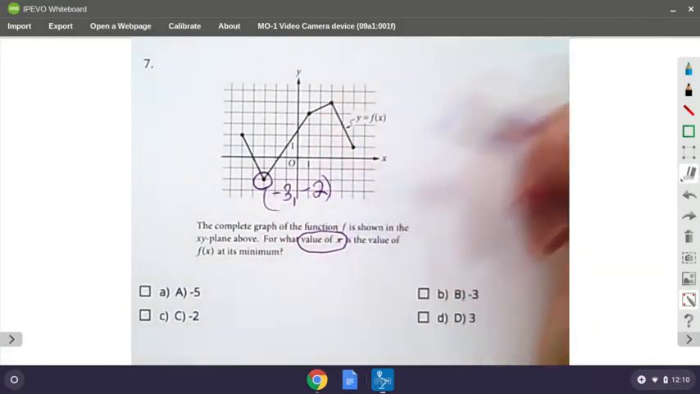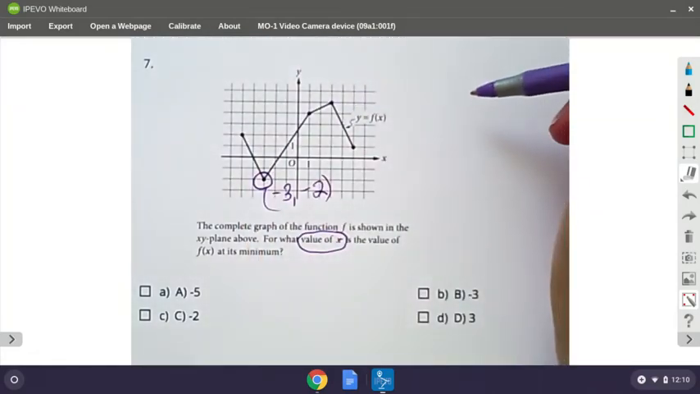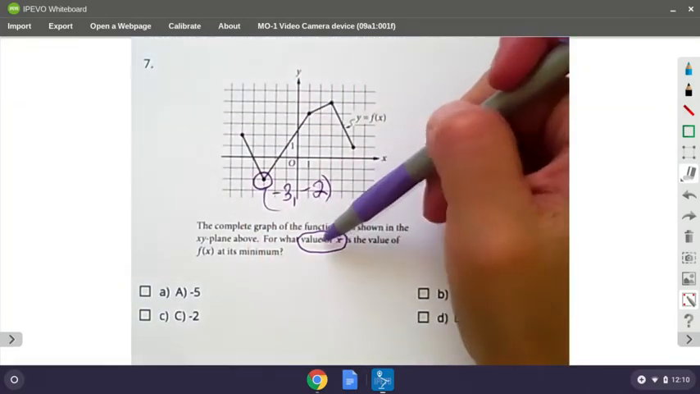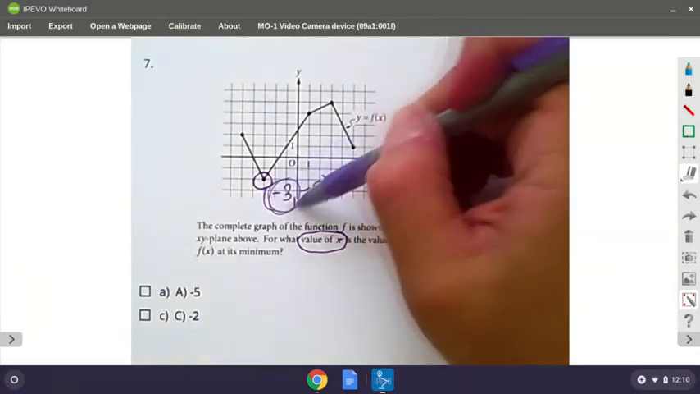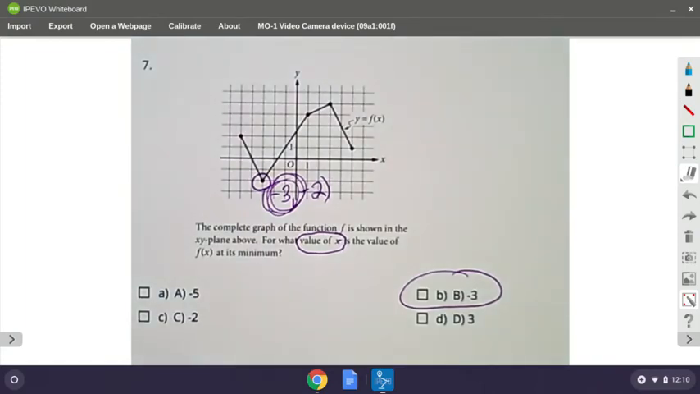But we want the value of x. Remember, anytime you were giving intervals, you always use the x value. So the x value is -3. So this one was B, -3.